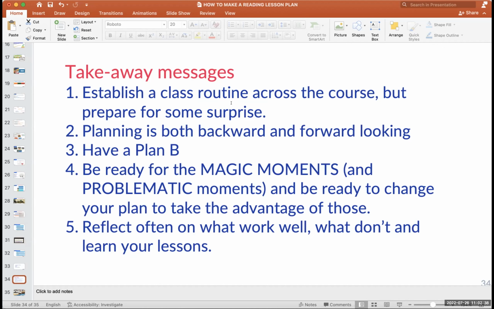Ý số 4 là prepare for the magic moments and be ready to change your plan to take advantage of those. Những magic moment này là những moment mà mình không thể nào plan được. Đó là những moment mà các bạn ý đúng topic đó và các bạn ý muốn chia sẻ. Nó rất fun và có thể rất emotional, và đấy là những magic moment mà mình không thể nào quên được.